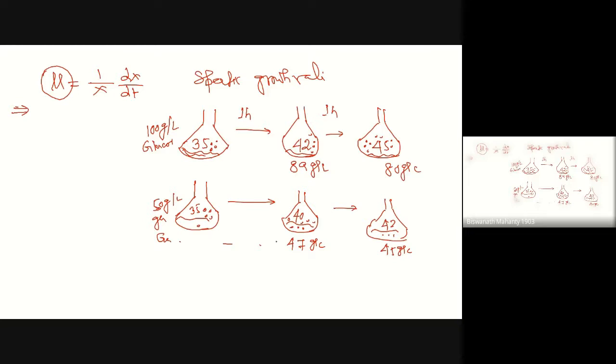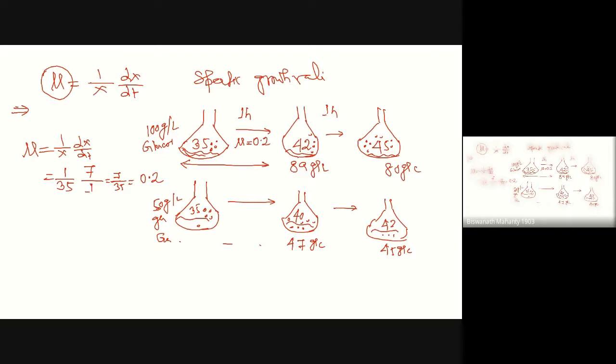Now, okay, these two pictures I drew. I will ask you the first question. What is the specific growth rate mu here? I told you it is 1 by x dx dt. You should be able to tell me what is the mu in this phase. So 35 becomes 42 in 1 hour. What is the starting? 35. So what I will do, 1 by 35. What is the change, dx? Change is 7, right? 35 is becoming 42, and time is 1 hour. So it is becoming 7 by 35, so 0.2. So specific growth rate is becoming 0.2.